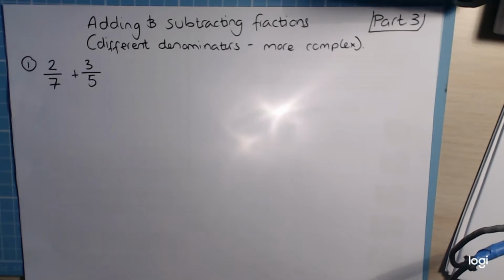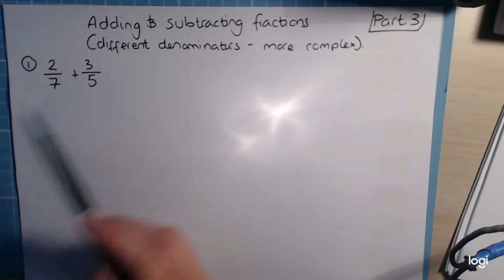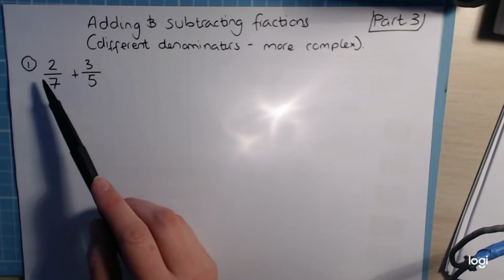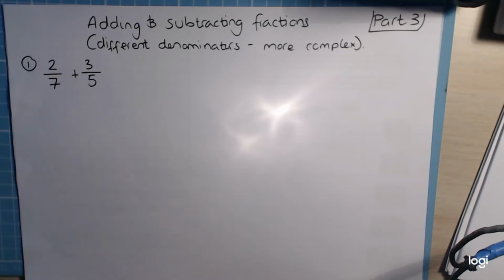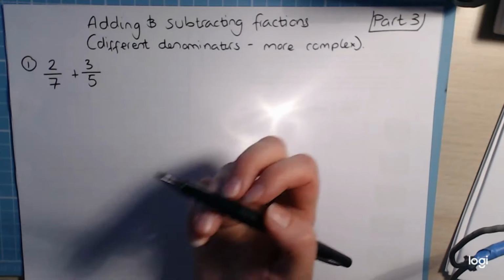So we're going to be looking at adding and subtracting fractions where we've got different denominators, not like in the last video. We're going to have to alter both fractions to get our common denominator. On the last video we only had to alter one, but this is very much the same. We're going to follow the same method.